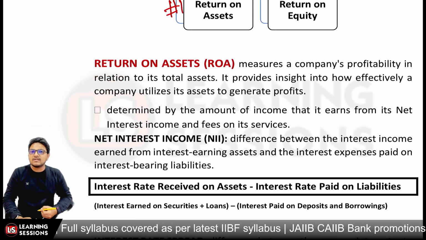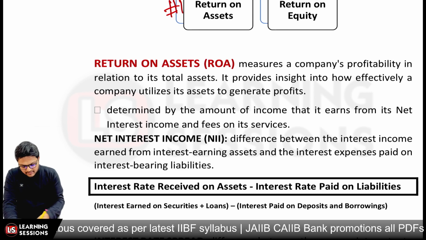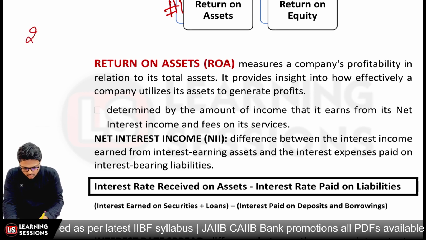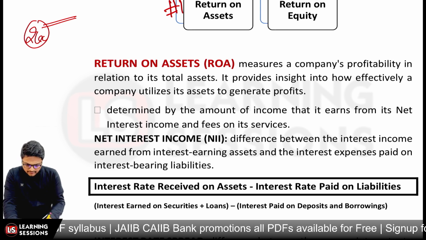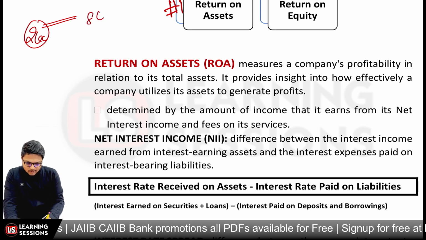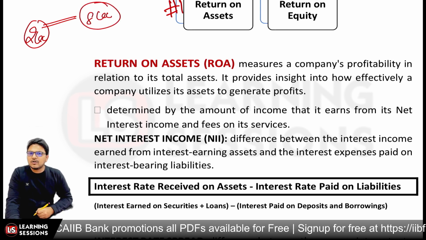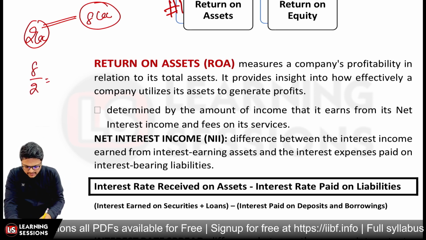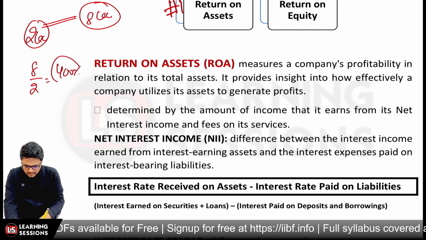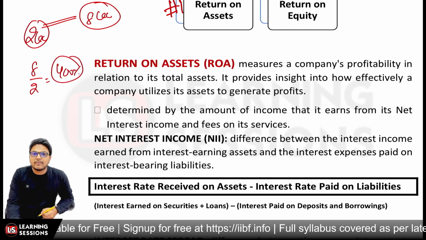Now for return on assets, let's say I have total assets of 2 lakh rupees, and using these assets I'm generating a total revenue of, let's say, 8 lakh rupees. So what will be our return on assets? It will be equal to total profit, that is 8 divided by 2, that is equal to 400%. That is equal to 400%, right?